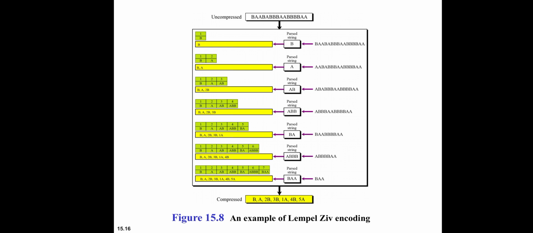So first we will take the value B. Next will be A. So like that we have to form a table. After forming this table, we have to refer to the dictionary and compress the data. For example, B, A, then 2B, 3B, 1A, 4B, 5A. How many times has the character been repeated?